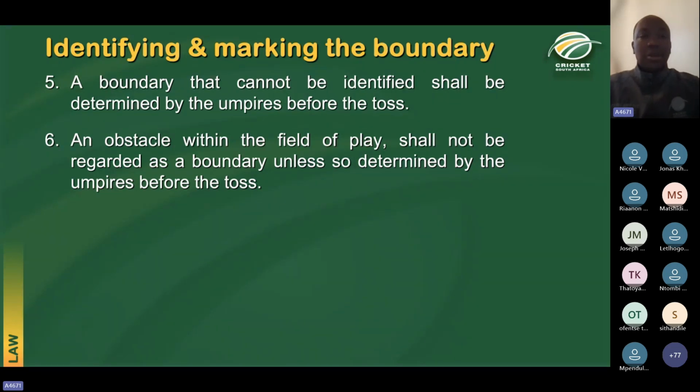The law goes on to tell us that an obstacle within the field of play shall not be regarded as a boundary unless so determined by the umpires before the toss. So coming up shortly, we will have a video of a shot played in Pietermaritzburg where the ball hit a tree that is within the field of play, and that tree is regarded as a boundary because of the custom that they have had in Pietermaritzburg all the years playing at the Pietermaritzburg Oval with that tree inside the boundary rope.